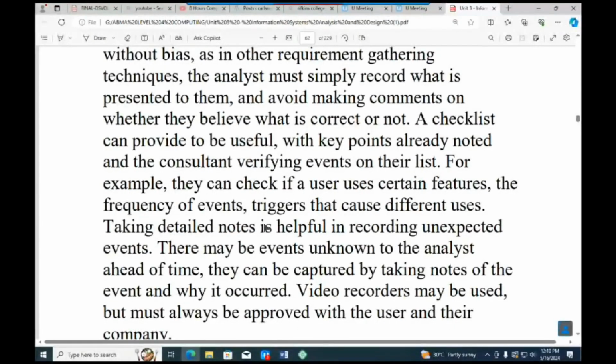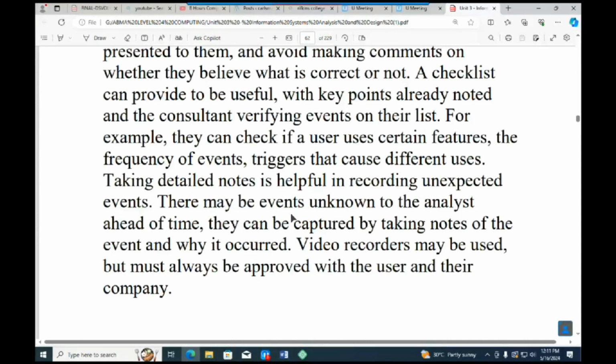Again, the analyst here can use a checklist. It can be very useful, especially when it comes to looking at the key points that you have already noted and the key points that you have not noted. You can use a checklist to tick out the key points that you have already noted. You can check if maybe a user uses certain features. You can check the frequency of events, triggers that cause different uses, etc.